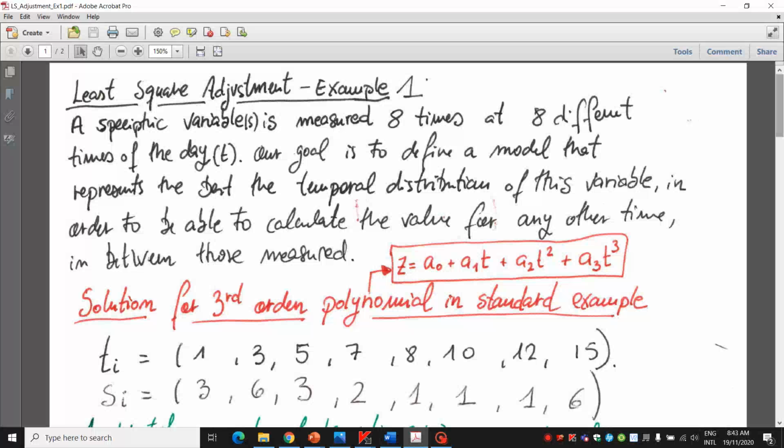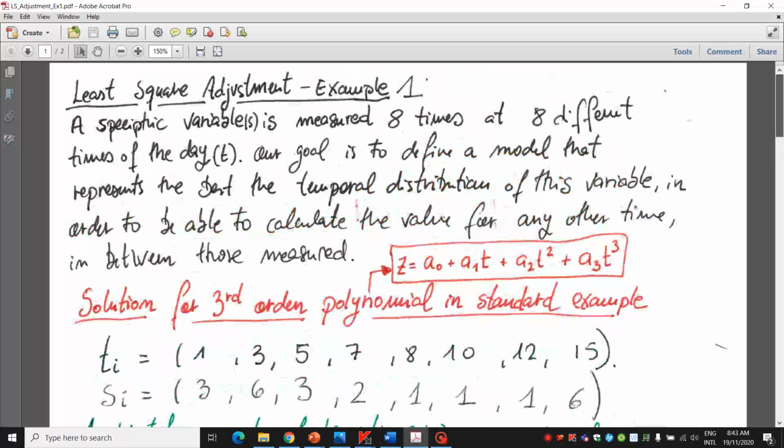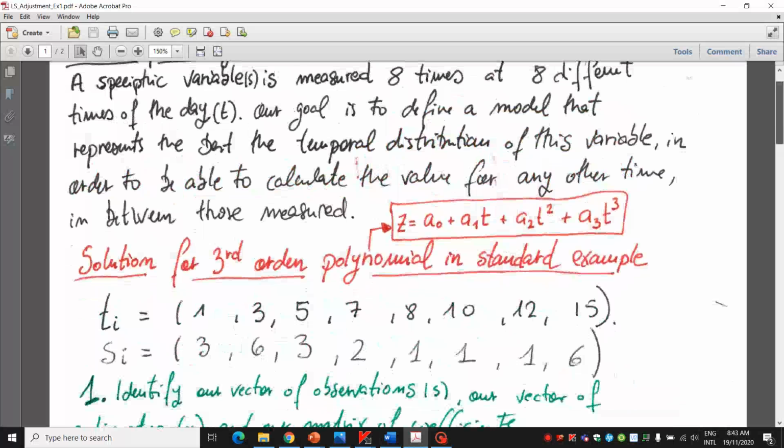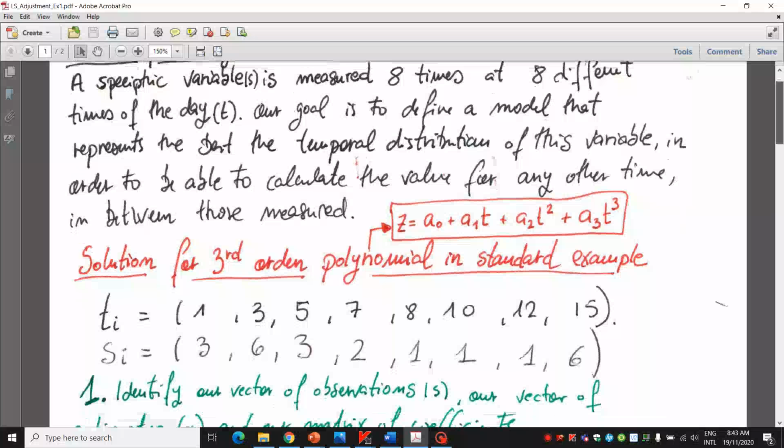It's not a spatial adjustment. It's a temporal adjustment where the variable s can be anything, for example, a temperature, and the explanatory variable is the time. We are going to use a third order polynomial as a functional model. So you can see that the general model will be a0 plus a1t plus a2t squared plus a3t cubic. And this is our model.